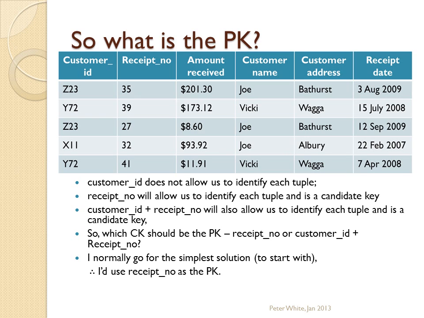So of these two candidate keys, which should be the primary key? Receipt number or customer ID plus receipt number? Normally I would go for the simplest solution, at least to start with. Therefore I'd use receipt number as the primary key in this particular case.